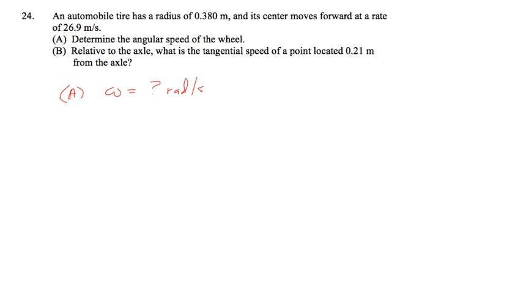So V is 26.9 meters per second. And so because they are giving me the radius of the full wheel, I know that the linear speed will be at that radius of the full wheel. Now, anywhere else, it's going to be less than that. All right? So it's going to be less than that.